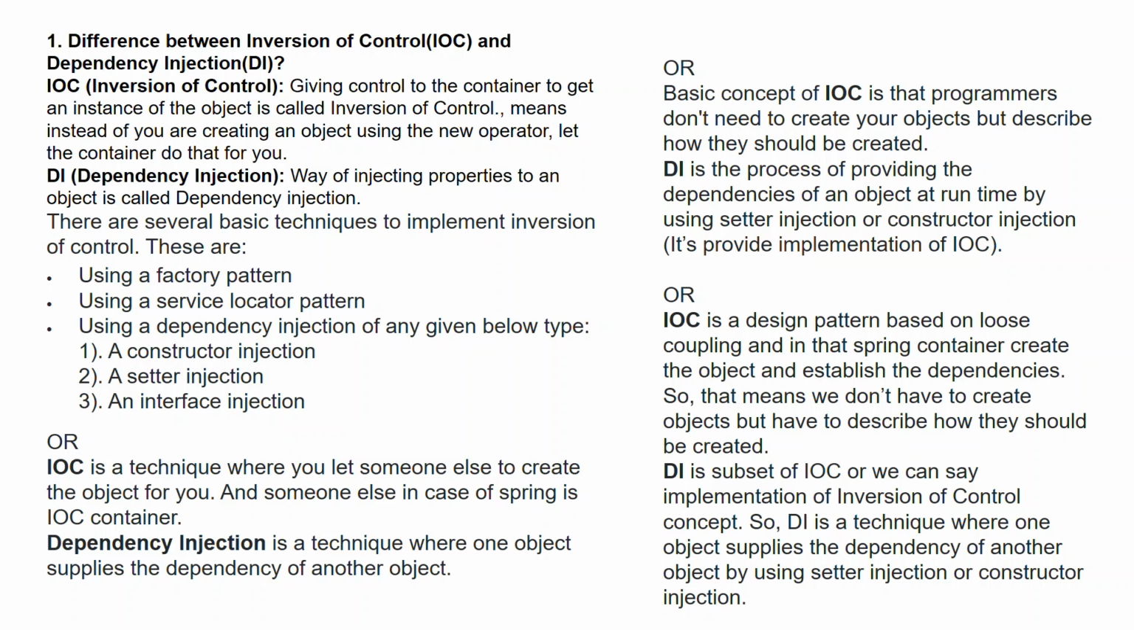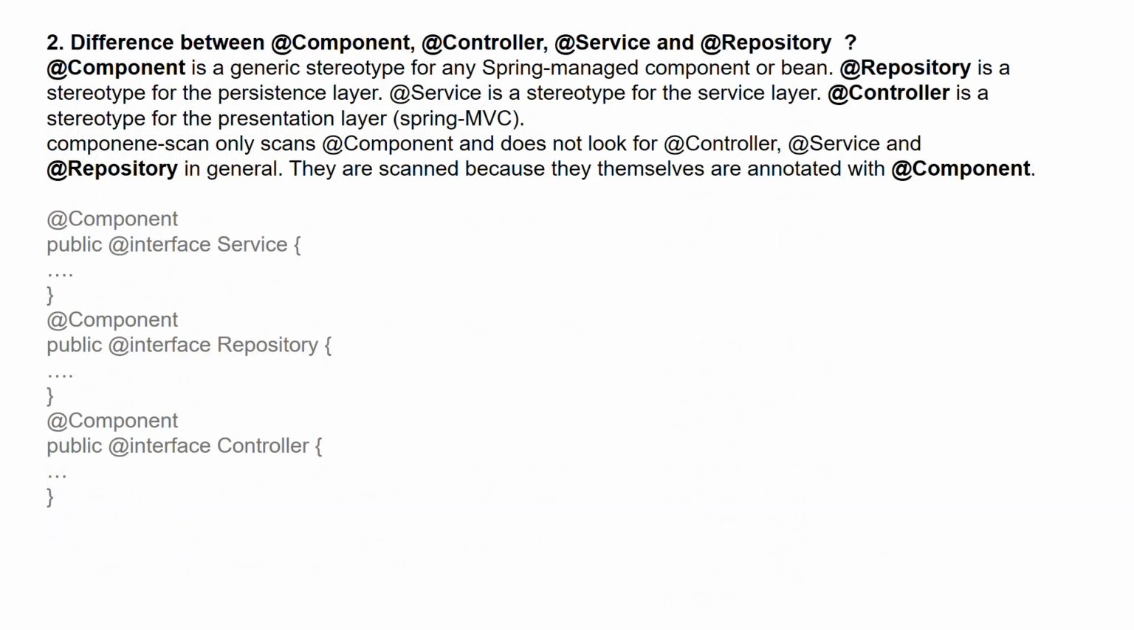Or, IOC is a design pattern based on loose coupling, and in that the Spring container creates the object and establishes the dependencies. So, that means we don't have to create objects but have to describe how they should be created. DI is a subset of IOC, or we can say an implementation of the inversion of control concept. So, DI is a technique where one object supplies the dependency of another object by using setter injection or constructor injection.